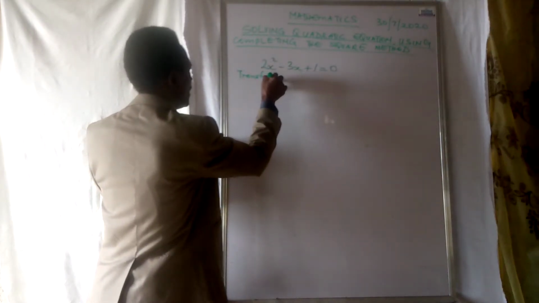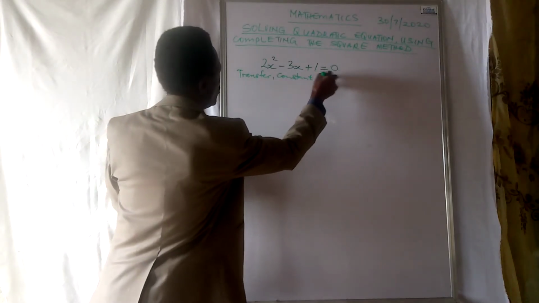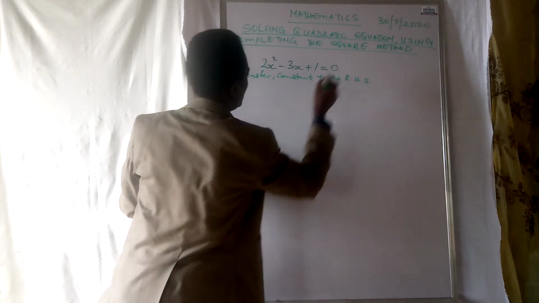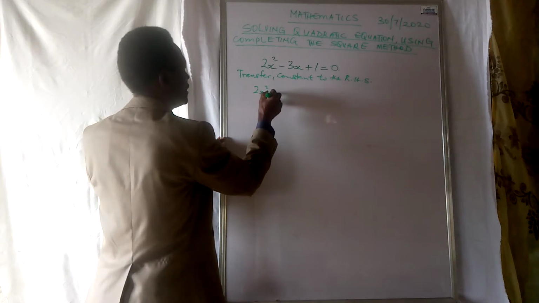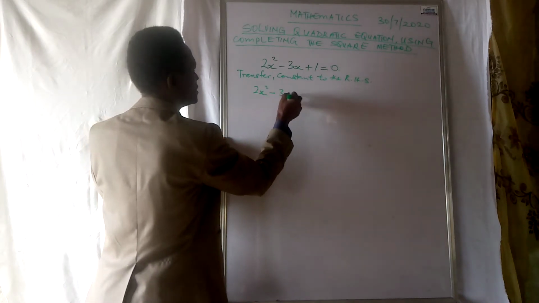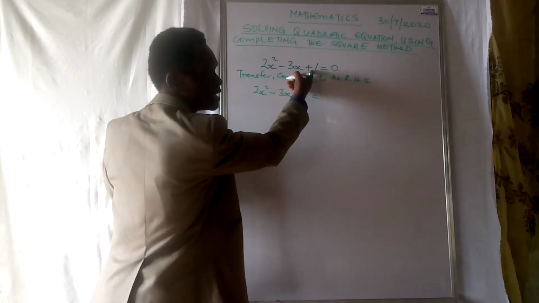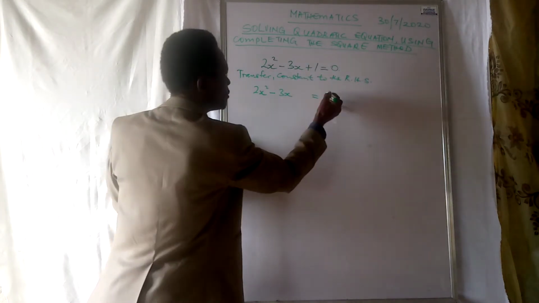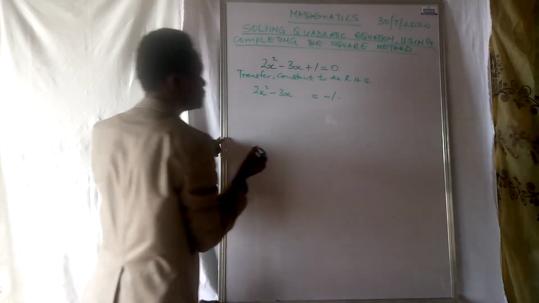Transfer the constant to the right hand side. So this now becomes 2x squared minus 3x is equal to, when this plus 1, because this is the constant, is taken to the right, the sign will change to minus, so it becomes minus 1. So this is what we have.